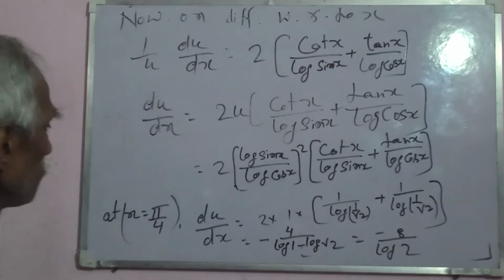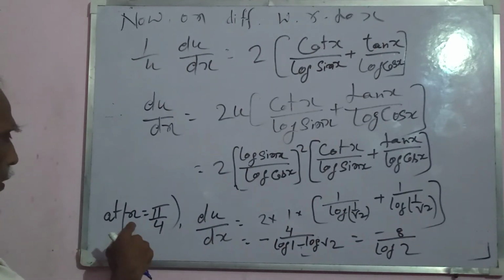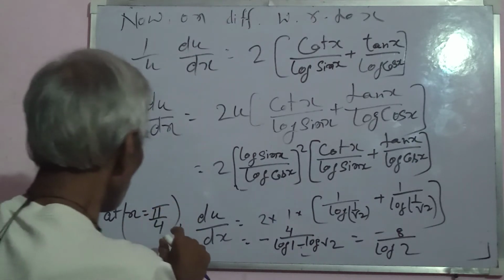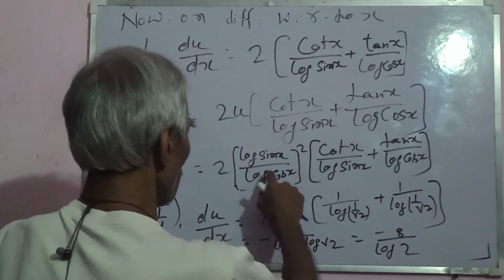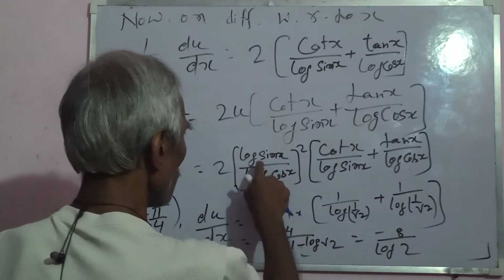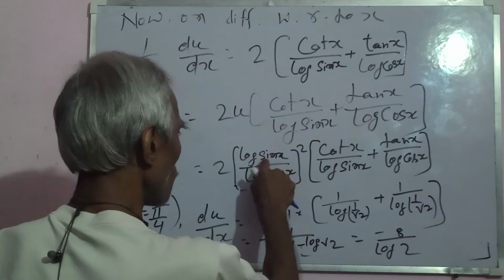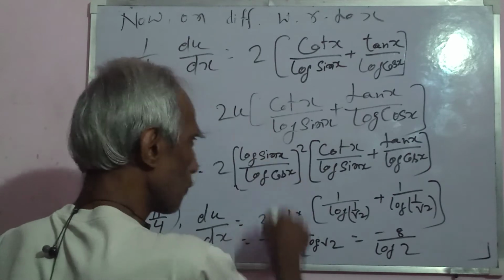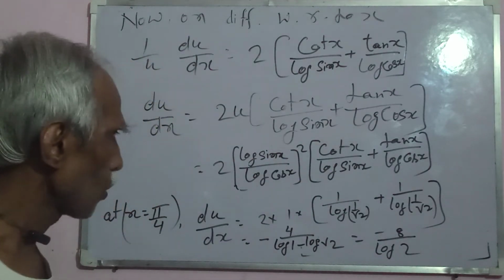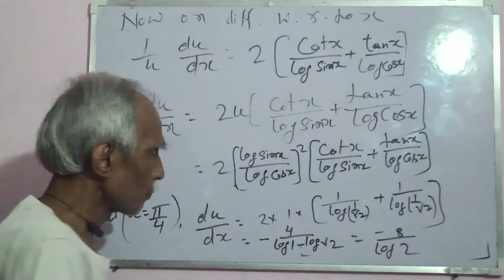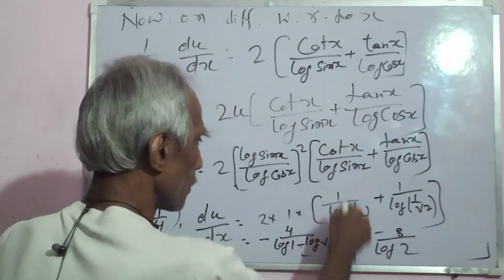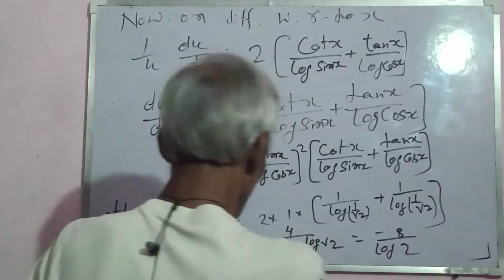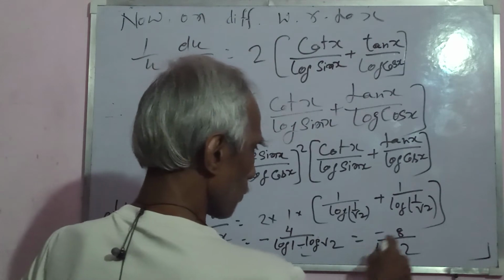Now the given condition is that you have to find out at x equal to pi by 4. So putting the value of x as pi by 4, you will get 2 into 1. Log sin x means sin pi by 4, and cos x means cos pi by 4. We know that sin pi by 4 and cos pi by 4 have equal values. So it will be 1, and similarly 1 by log 1 by root 2, 1 by log 1 by root 2. On calculating, you will get minus 8 by log 2.